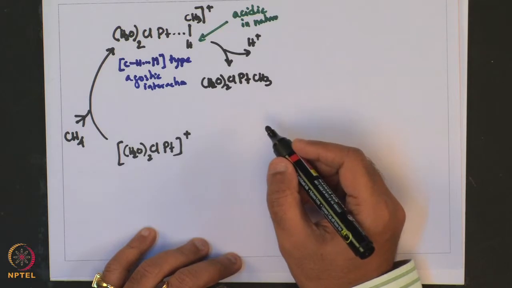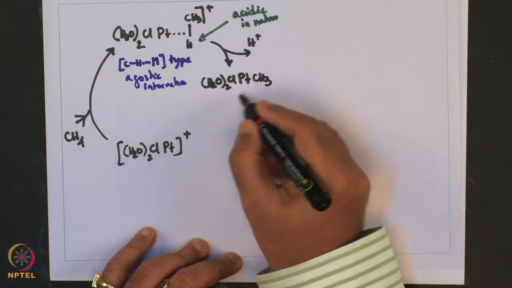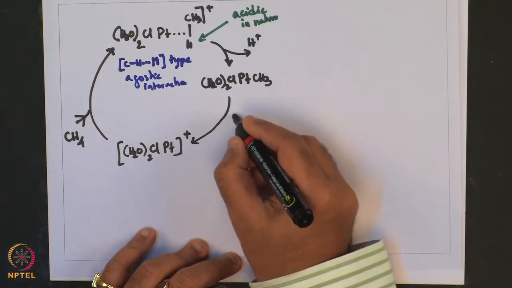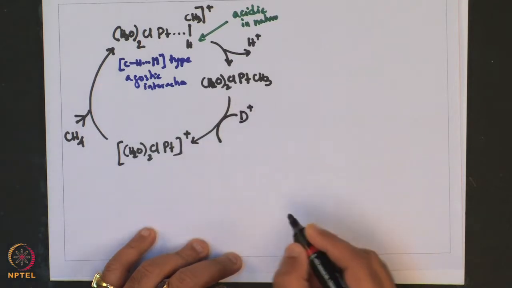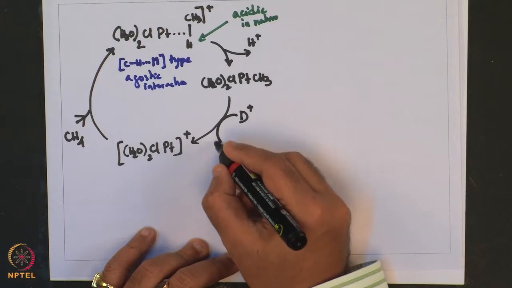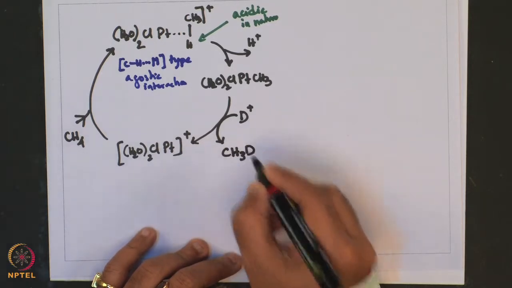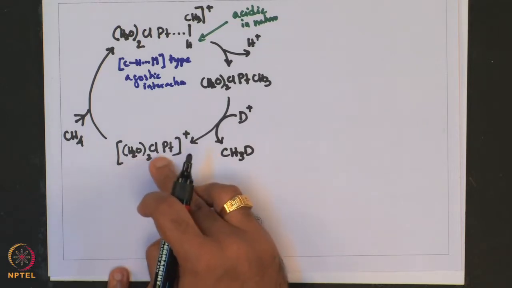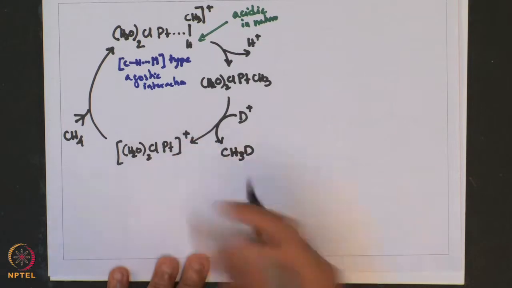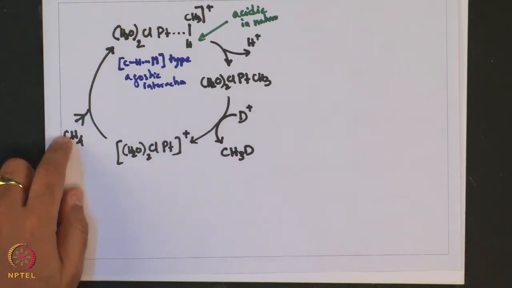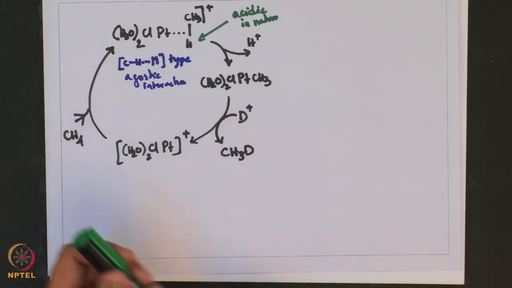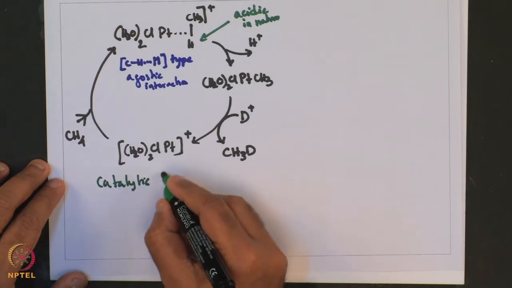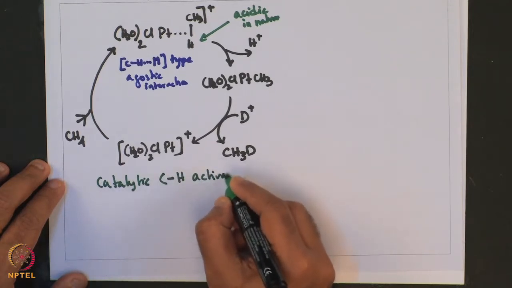Now, this neutral methyl complex can be further protonated using deuterium plus, producing CH3D molecule and giving back this bis aqua chloride platinum plus complex, which can again activate a methane molecule. So, what she will have attained is a catalytic CH activation cycle.